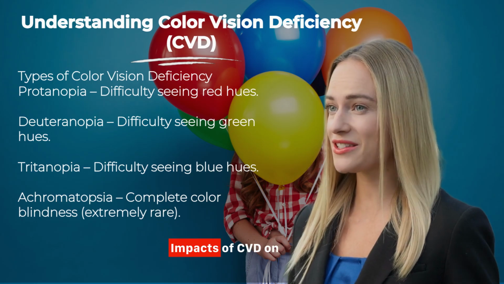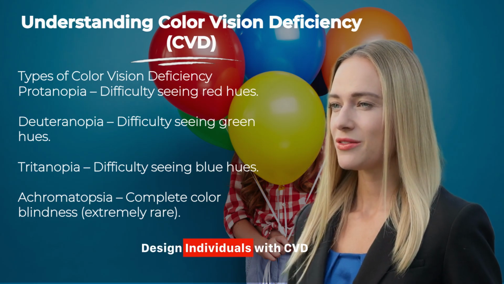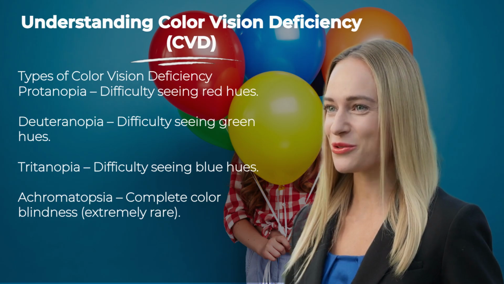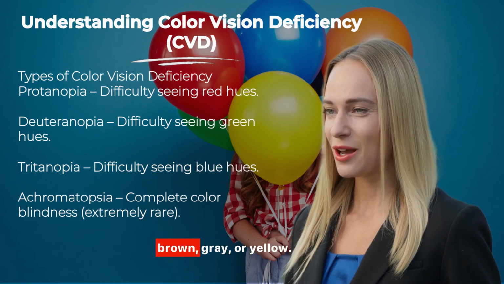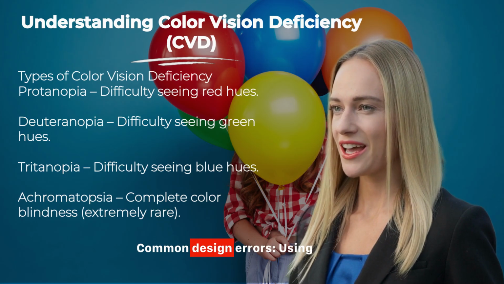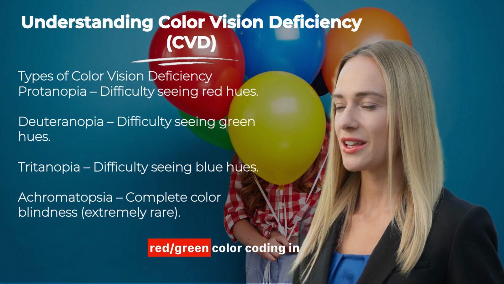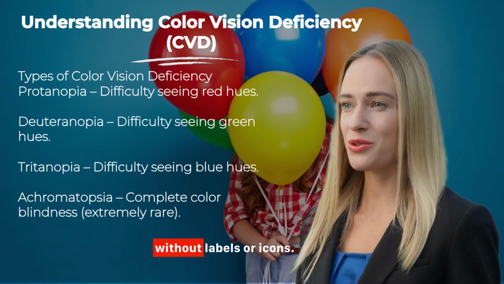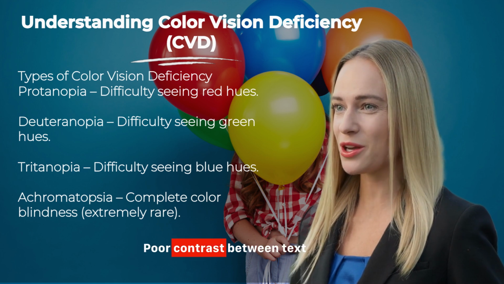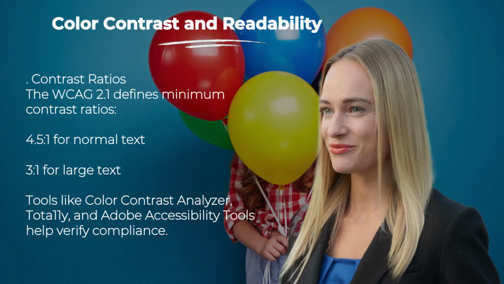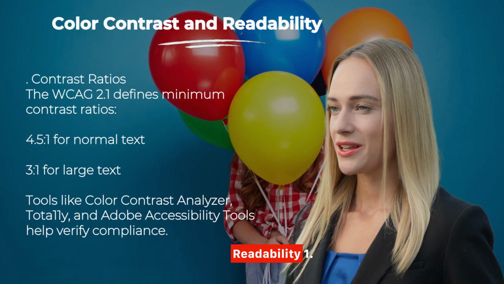2. Impacts of CVD on design. Individuals with CVD may confuse red and green or see the world in shades of brown, gray, or yellow. Common design errors: using red/green color coding in charts or traffic signals without labels or icons; poor contrast between text and background.